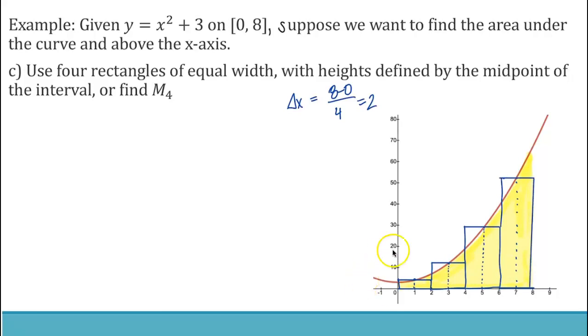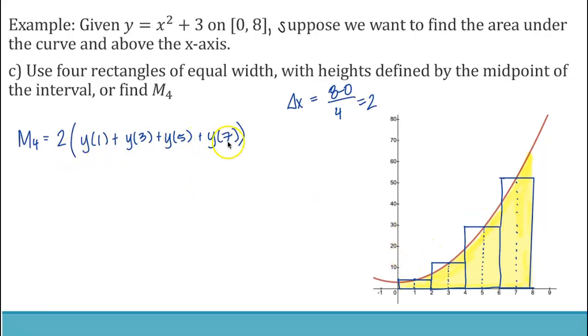Okay, so now let's do the computation. So here, to find M4, again, the width is in common in every single one of these rectangles. The width is 2. So we'll go ahead and factor that out of each of them. So we'll keep the 2 on the outside. And now we're finding the heights at those midpoint values. So we're finding y of 1, and y of 3, and y of 5, and y of 7, and we're adding all of those together.